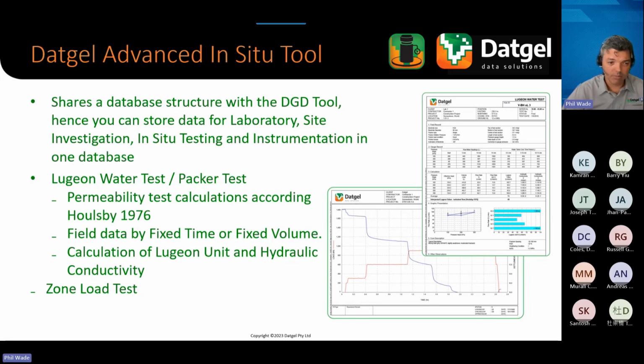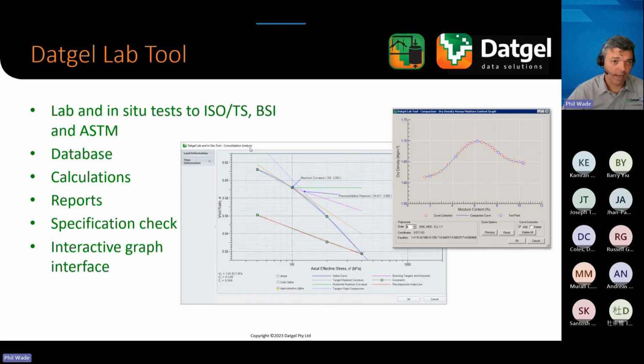And the Advanced In Situ tool also, that data can be exported to AGS format. So it has two aspects. It has Lugeon water tests to the Houlsby 1976 method, and zone load tests, which are like a supersized plate load test. And the lab tool also does calculations following ISO, Eurocode, British and ASTM standards for various lab tests. And of course, the results can also be exported to AGS format. It shares the same database as the DGD tool, so it's all the same thing.